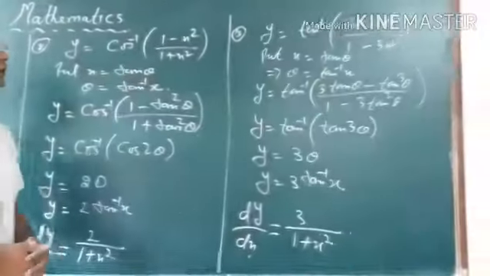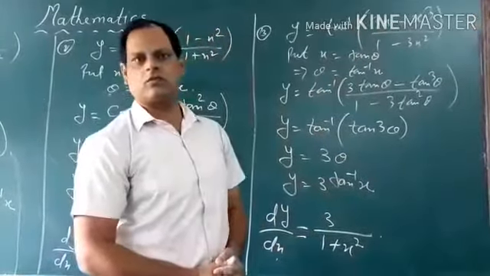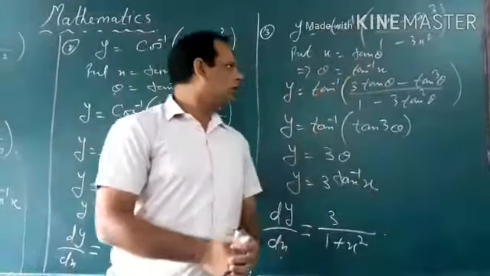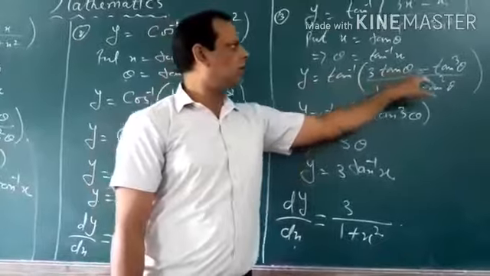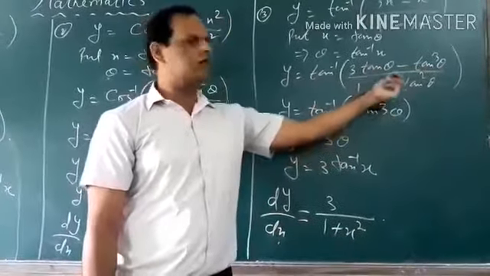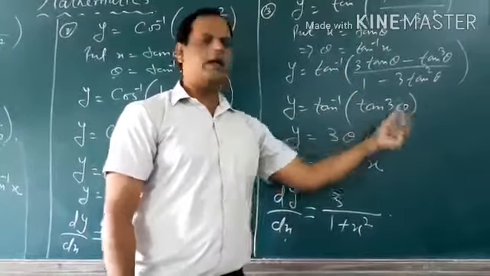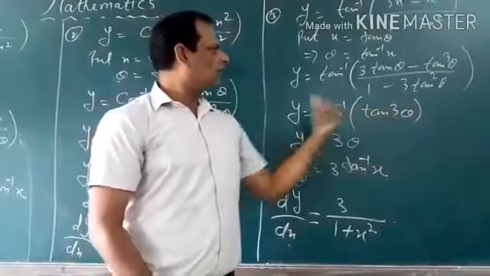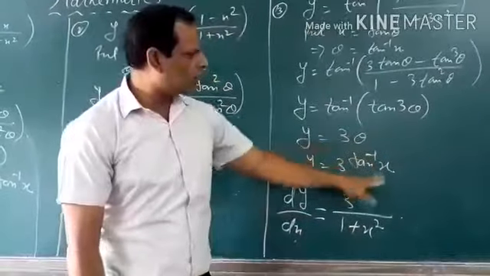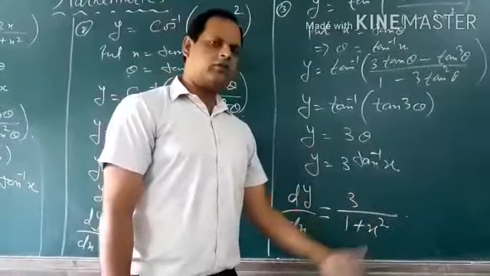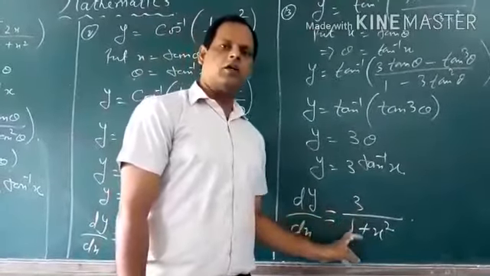Now see the third example, y equal to tan inverse 3x minus x cube upon 1 minus 3x square. So put x equal to tan theta, theta equal to tan inverse x. y equal to tan inverse 3 tan theta minus tan cube theta upon 1 minus 3 tan square theta. So y equal to tan inverse of this whole expression, which is equal to tan 3 theta. So tan inverse and tan cancel, and y equal to 3 theta. y equal to 3 tan inverse x. The differentiation of tan inverse x is 1 upon 1 plus x square. So dy upon dx equal to 3 upon 1 plus x square.